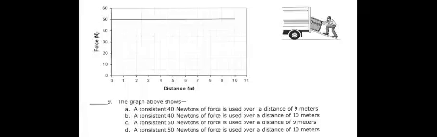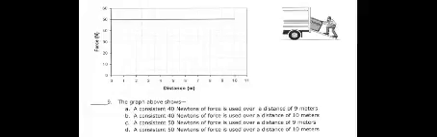Please use the graph below to help you and answer your bubble sheet. Make sure you're bubbling clearly and neatly. Number 9. The graph above shows A, a consistent 40 newtons of force is used over the distance of 9 meters. B, a consistent 40 newtons of force is used over the distance of 10 meters. C, a consistent 50 newtons of force is used over the distance of 9 meters. D, a consistent 50 newtons of force is used over a distance of 10 meters.